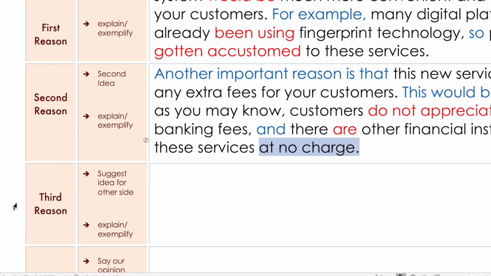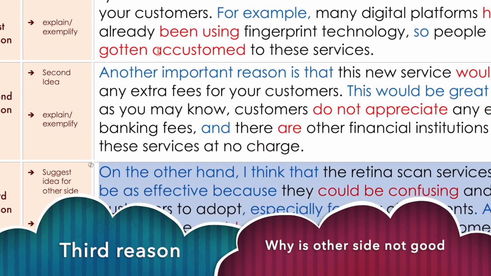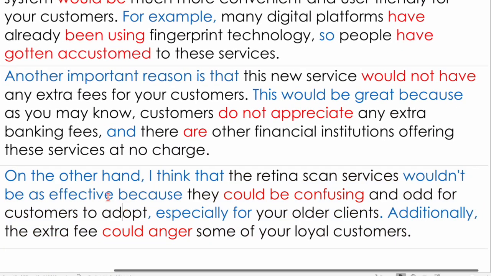As you see, I'm putting a third reason. And what am I going to do? Let me show you to illustrate. On the other hand, I think that the retina scan services wouldn't be as effective because they could be confusing and odd for customers to adopt, especially for your older clients. Additionally, the extra fee could anger some of your loyal customers. Very good third reason. Very good third reason.